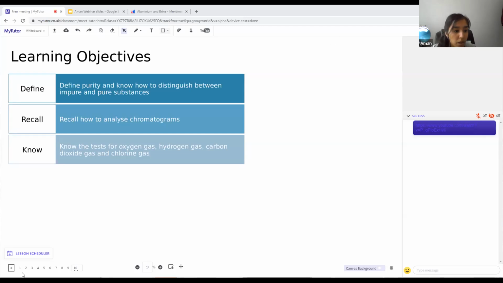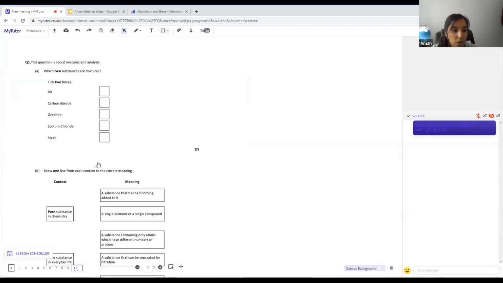Great, okay. So let's do an exam question then. So this question is about mixtures and analysis. Which 2 substances are mixtures? Air, carbon dioxide, graphite, sodium chloride, or steel? Which 2 substances, sorry, are mixtures?